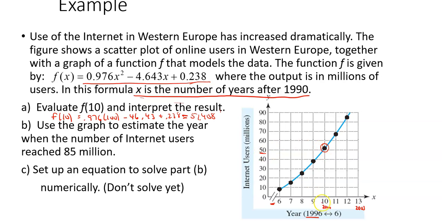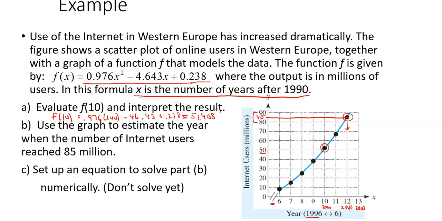The second question says, use the graph to estimate the year when the number of internet users reached 85 million. Here's 90. Here's 80. So halfway between would be 85. So what year does that happen? Follow this across until we hit a point on the data plot. And there it is. What year is that? 2002.